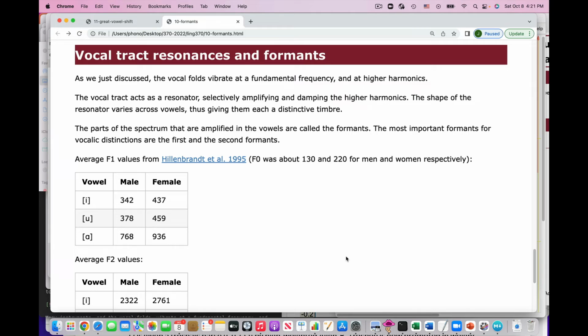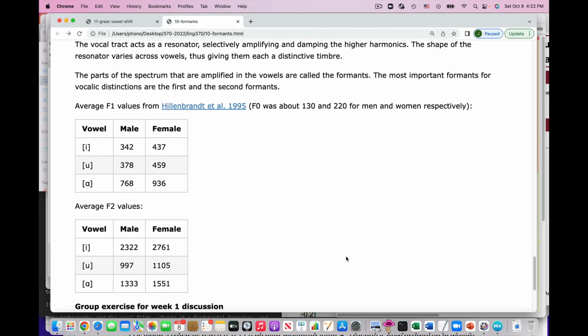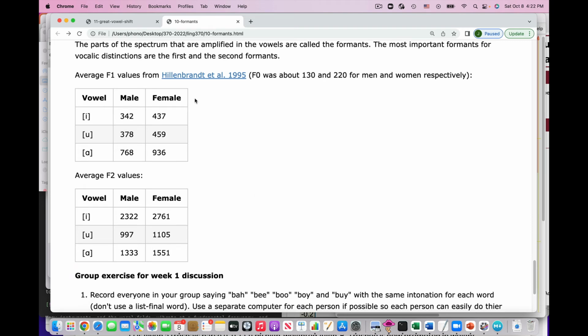The parts of the spectrum that are amplified in vowels are called the formants. And the most important formants for vocalic distinctions are the first and second formants. In this chart, I've given you the average F1 values from a paper by Hillenbrand and colleagues. The fundamental frequency, which we call F0, was about 130 and 220 for men and women respectively. So these are the F1 values. These are the F2 values.